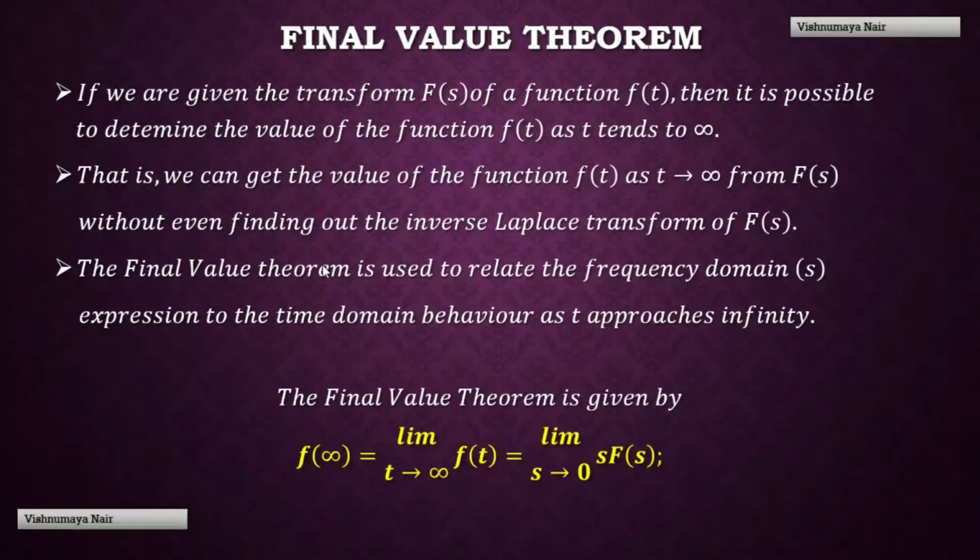So, the final value theorem is used to relate the frequency domain expression to the time domain behavior as t approaches infinity. And the final value theorem is given by f(infinity) is equal to limit t tends to infinity f(t), which is equal to limit s tends to 0 s F(s).